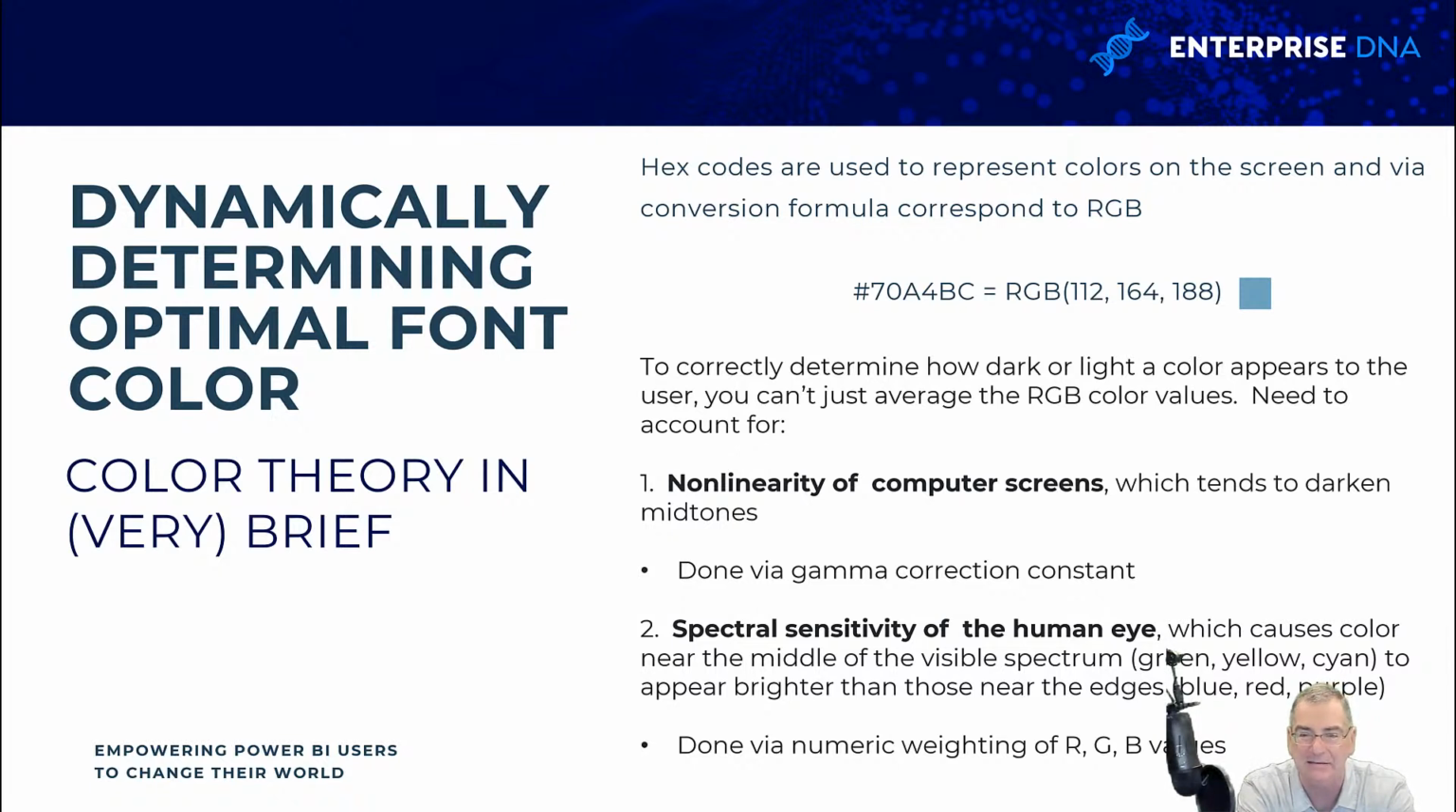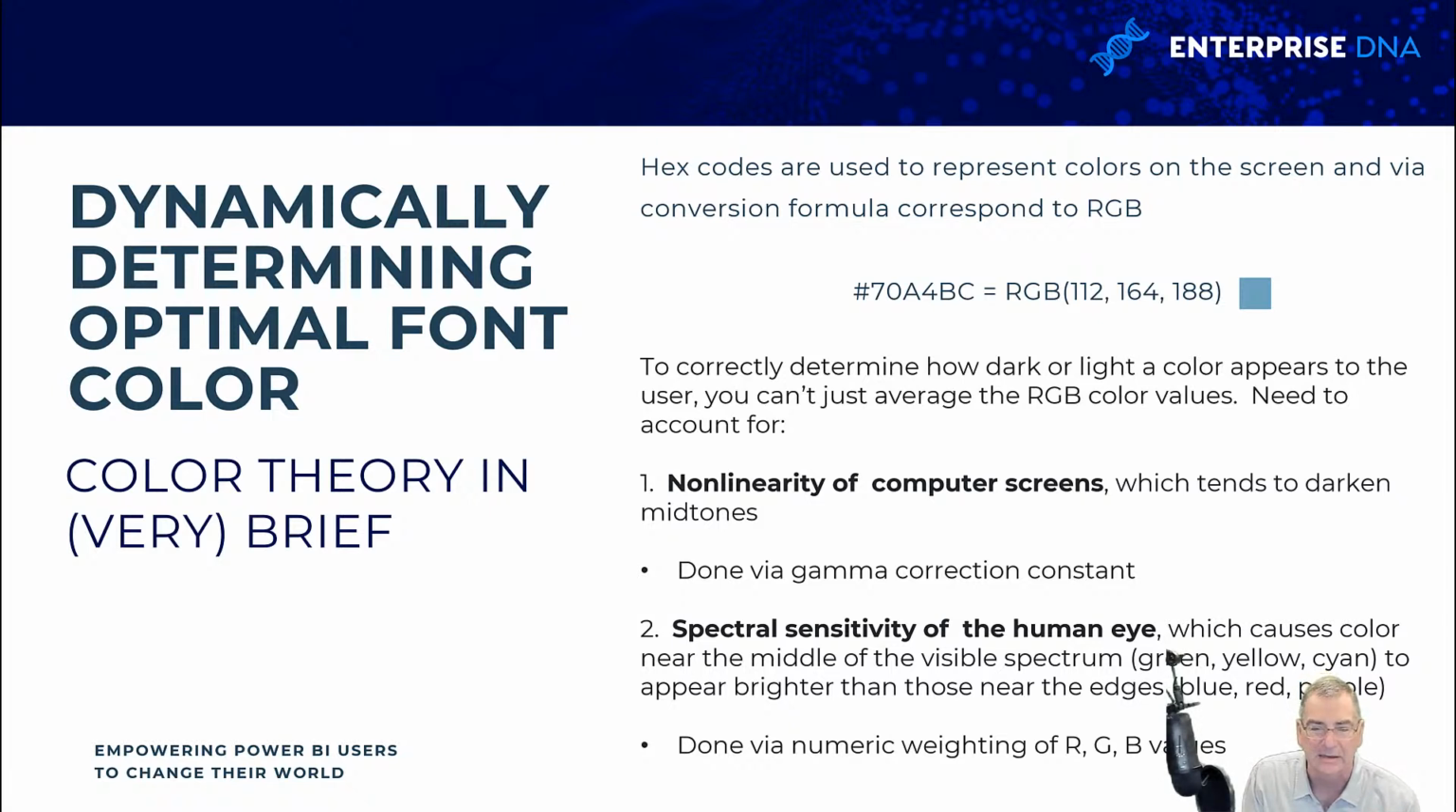And it's based on hex codes, and hex codes are just a 6-character abbreviation for how much red, green, and blue light is exposed in the projection of a color. And you can convert hex codes directly to what are called RGB codes, red, green, blue. And so what you can do in terms of figuring out how bright a color is is convert that hex code to an RGB, but you can't just average the values of the RGB to make a determination of brightness, because there's two other things you need to account for.